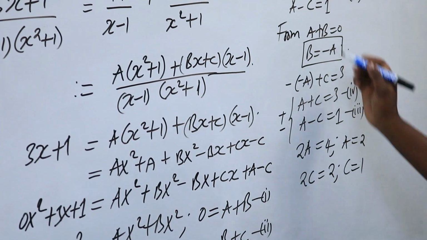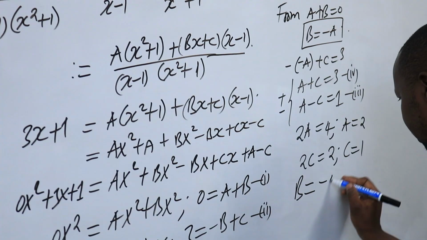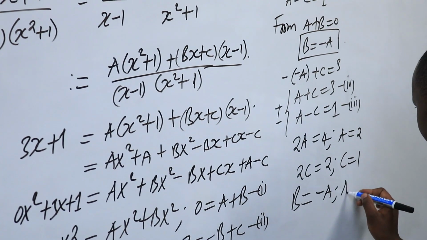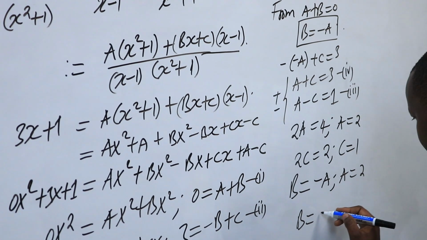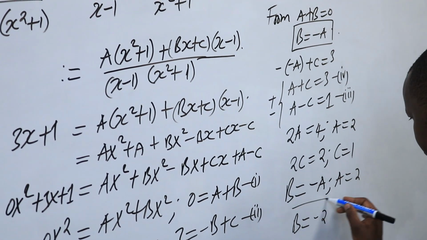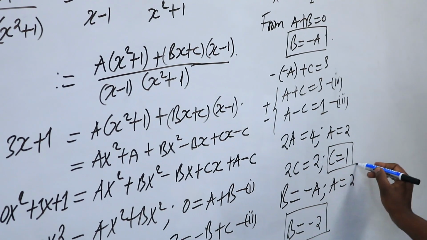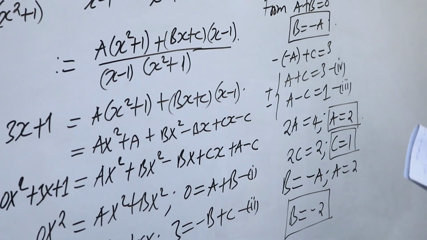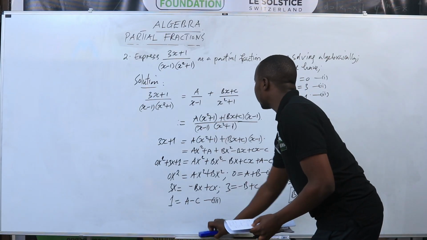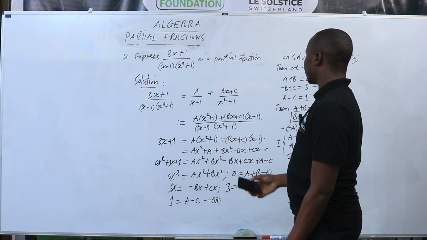So from here now, our b now equals to negative a. So since a is 2, it means now the value of b becomes negative 2. So now these become the values for the constants a, b, and c. So what else now? It means now we are going to plug the values of a, b, and c.